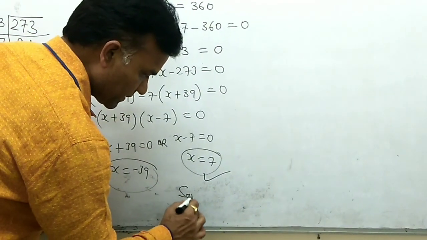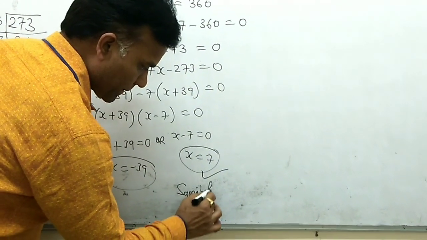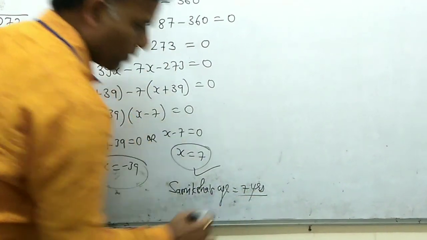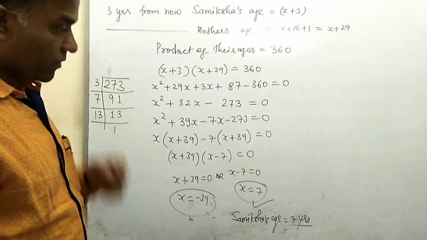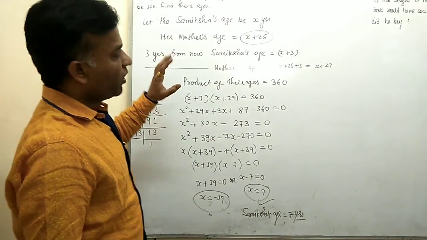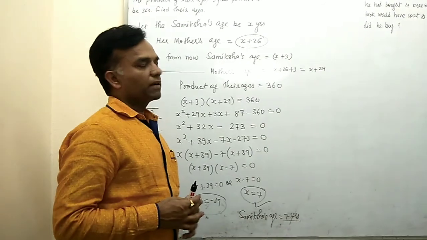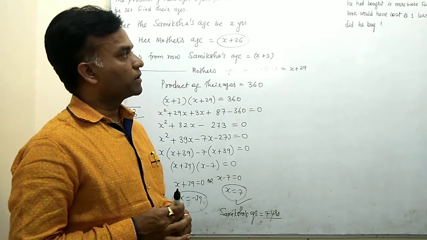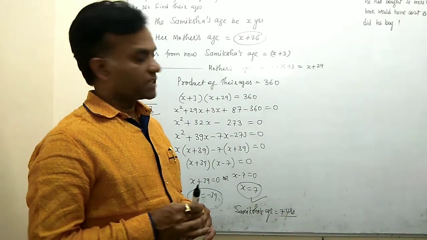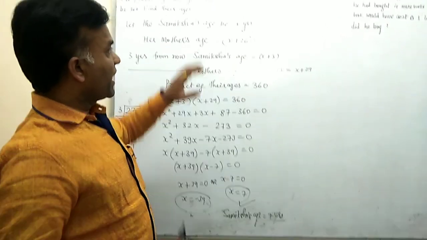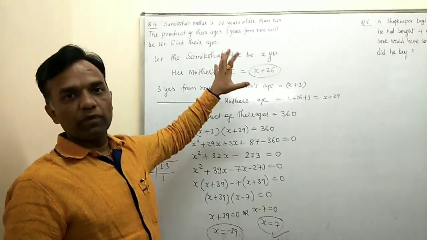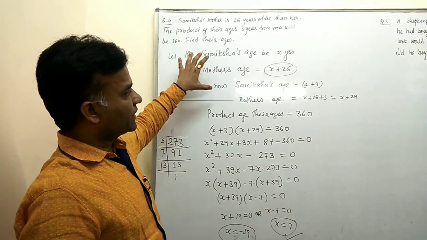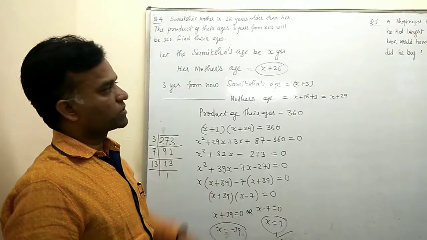So Samiksha's age equal to 7 years. This is a very easy question. Here we use the factorization method, but it depends on you. You may also use the formula method or the completing the square method. For every word problem, read very carefully, read 3 or 4 times, write down and pick up the given points, then consider which value to take, and proceed with the question.